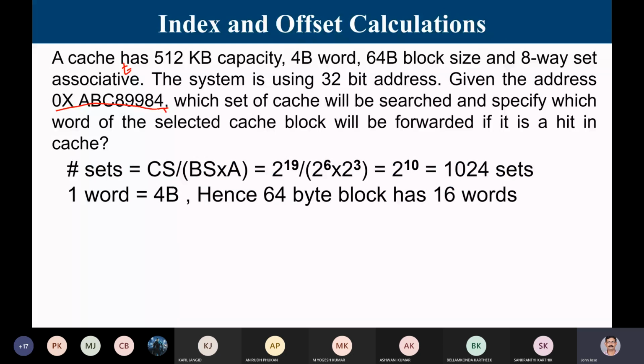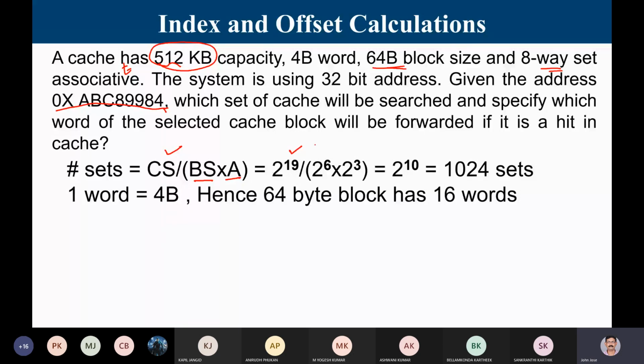What we have to understand is that first we have to find the number of sets in the cache. I am told that this cache memory has 512 KB capacity, 64 bytes block size, and is 8-way associative. The number of sets is cache size divided by block size times associativity. 512 KB is 2 power 19 bytes. The numerator and denominator must be in the same units, so let me convert everything into bytes.